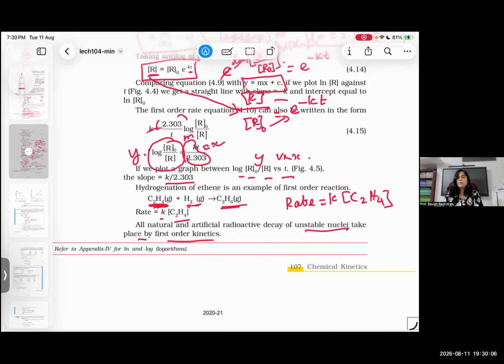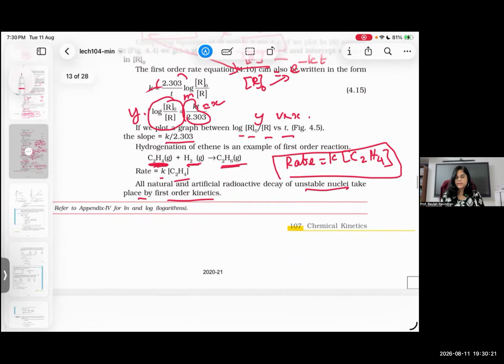But there are two molecules here, two reactants. Hydrogen is also there. But hydrogen is not included in the rate equation of the first order. Right? Why is hydrogen excluded in this? Students, you can write the point. Why is hydrogen excluded in this? So, hydrogen gas, can you write?